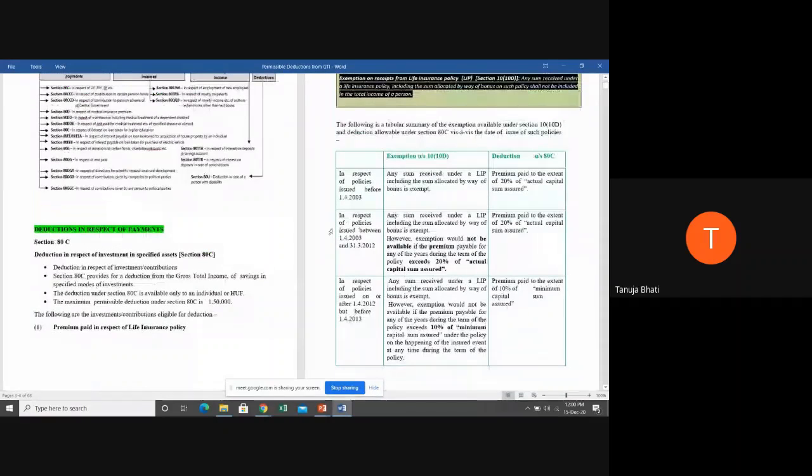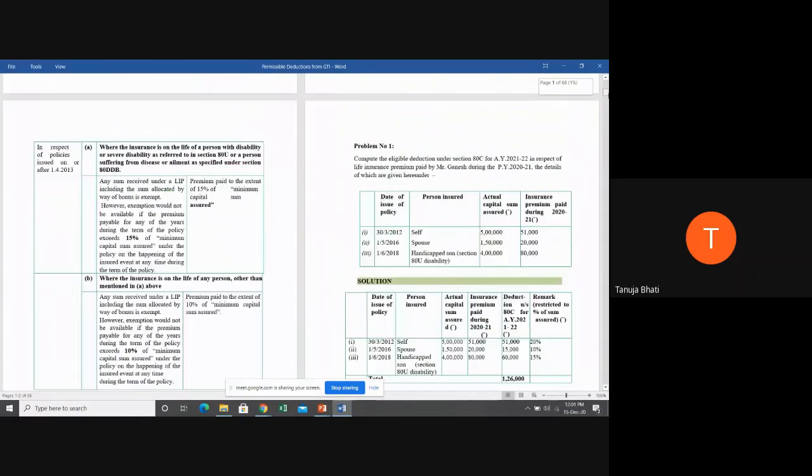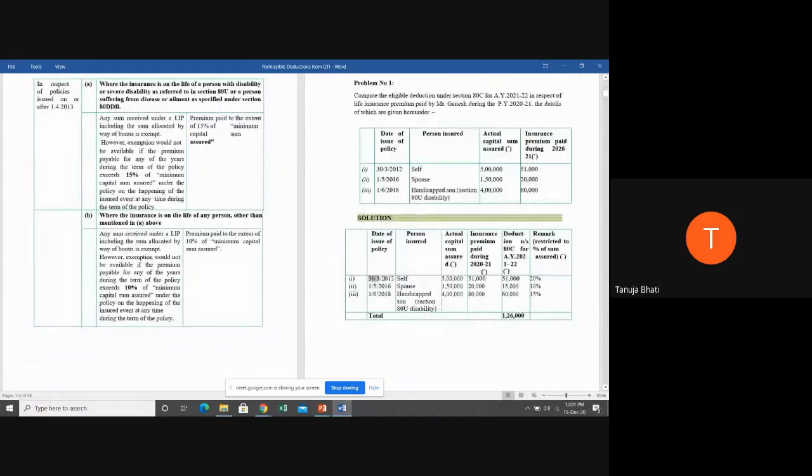See, in respect of policies issued between 1/4/2003 and 31/3/2012, premium paid is allowed only to the extent of 20% of capital sum assured. The date of issue of policy is 30/3/2012, so it is falling under that category. So we have to limit it only up to 20% of the capital sum assured. Capital sum assured is 5 lakh into 20%, that is 1 lakh.